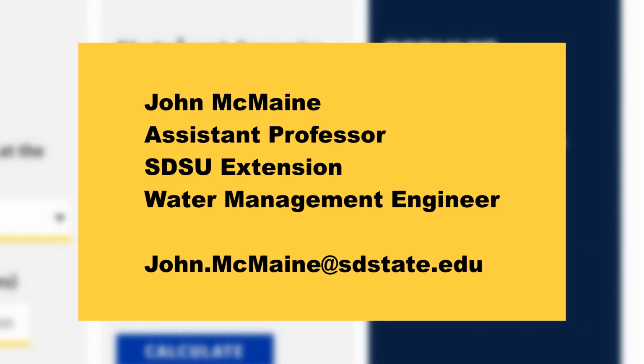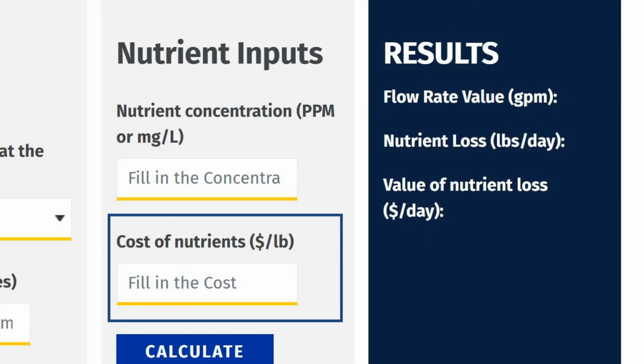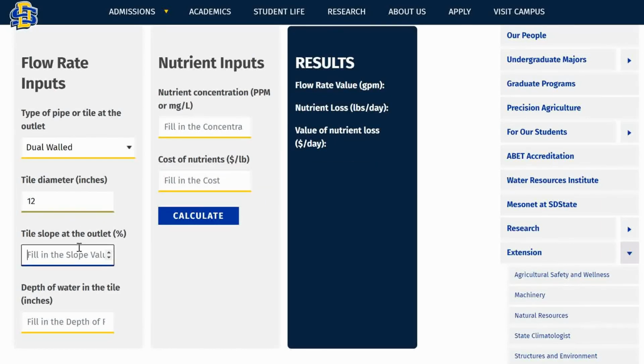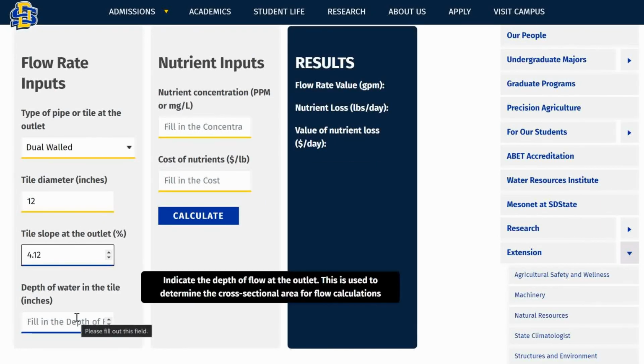If you do not have a good place to test your water, contact John McMain at the email provided below for more information. You can determine your nutrient cost through your fertilizer supplier. If you cannot find that number, you can use the average cost of urea at 40 cents per pound. As you can see, you will not need to worry about inputting units, so long as they are in the units provided.